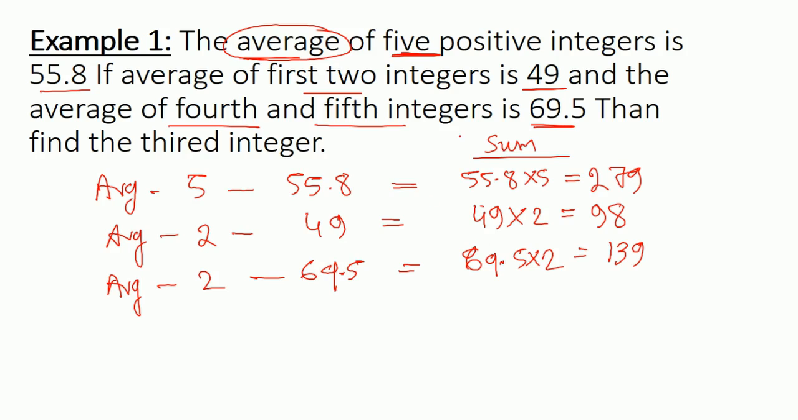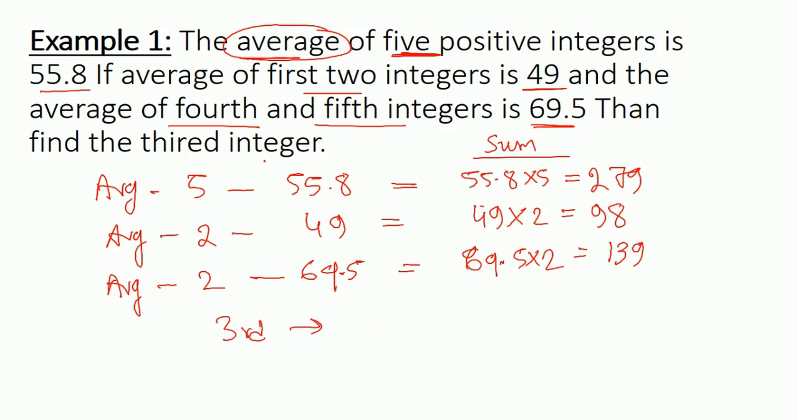Now what you need to find out is the third number, because you already know the fourth and fifth, and you already know the first two. So 1, 2, 4 and 5 are known. So obviously you are left with the third number. So what's the third number? How to find out the third number?